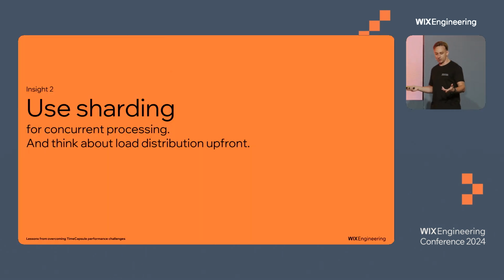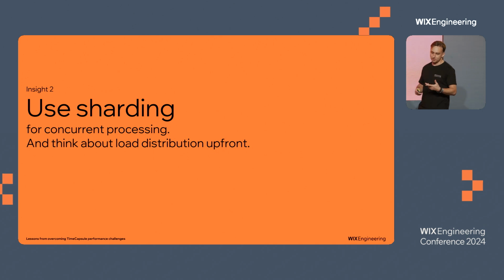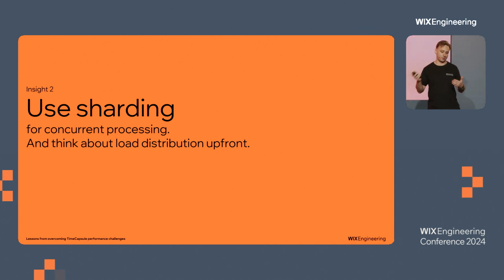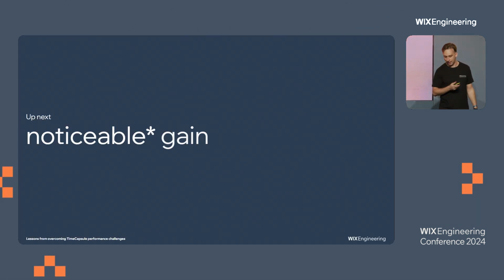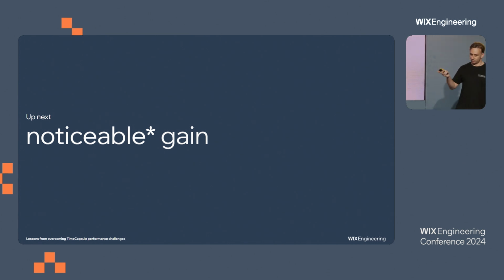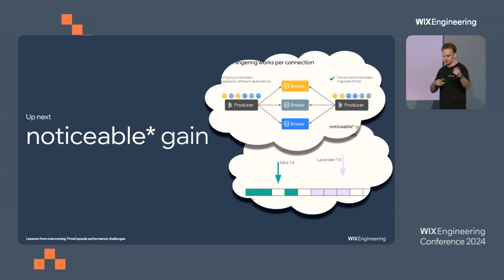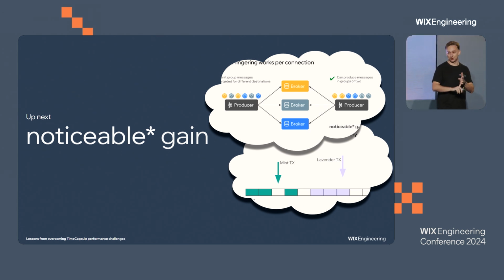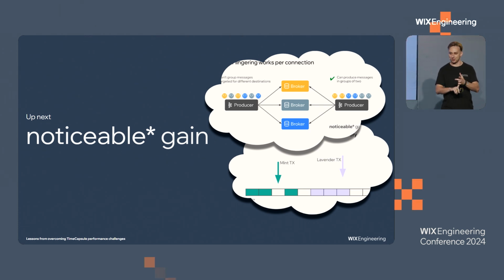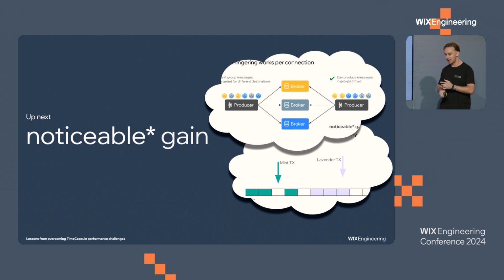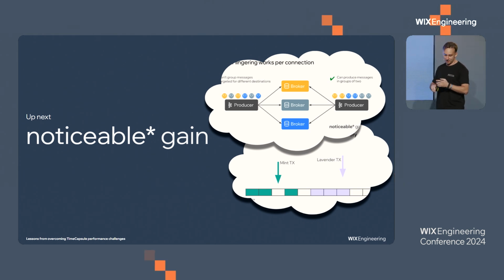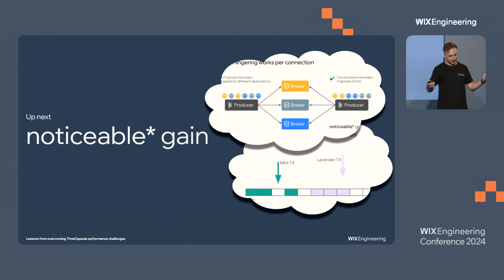The insight here is simple. If you care about throughput, use sharding. It allows for concurrent processing, and you should think about load distribution up front. Now back to this noticeable with an asterisk, remember from previous slides. So the truth is, I simply don't know and don't remember how much certain actions helped us. This is because we never cared to remember and we never cared to record. And so don't be like us.